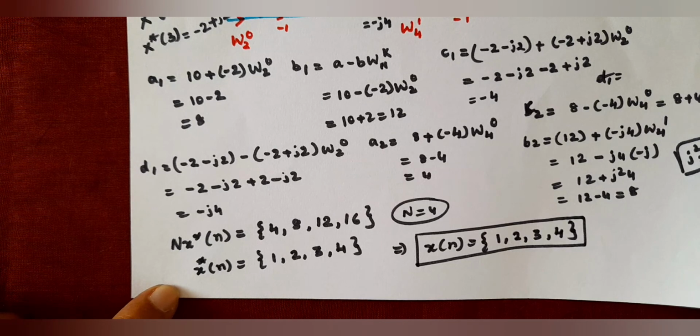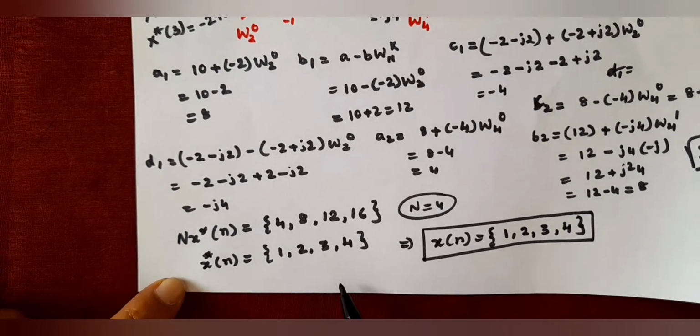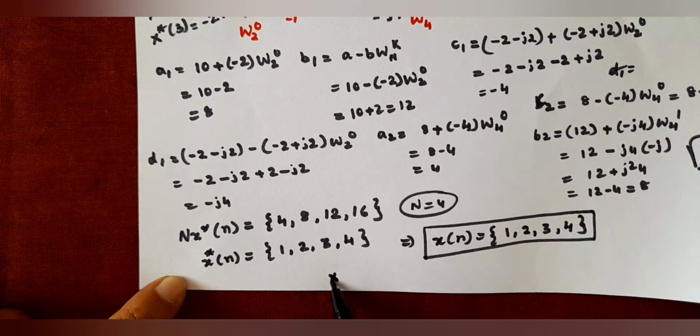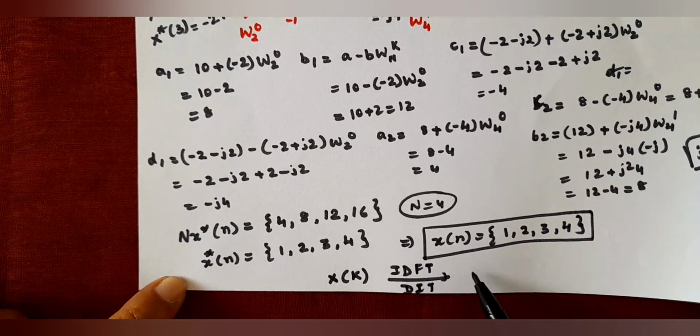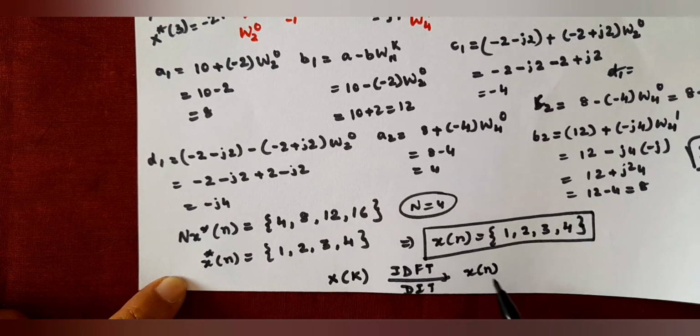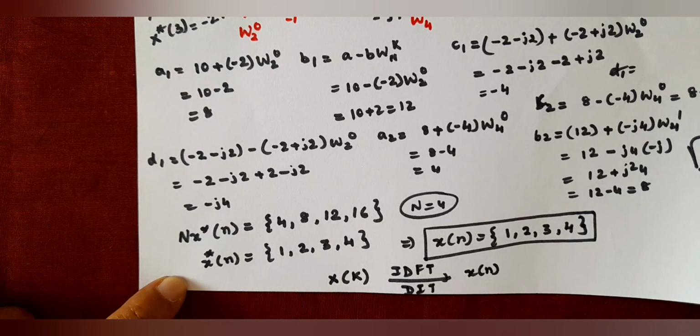of the given problem. So what is given here? Capital X of k is given and you have applied IDFT using DIT algorithm and you got small x of n. Okay.